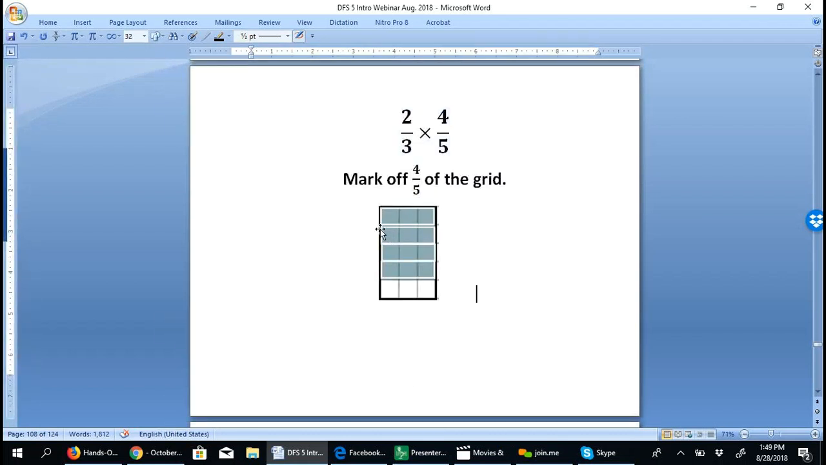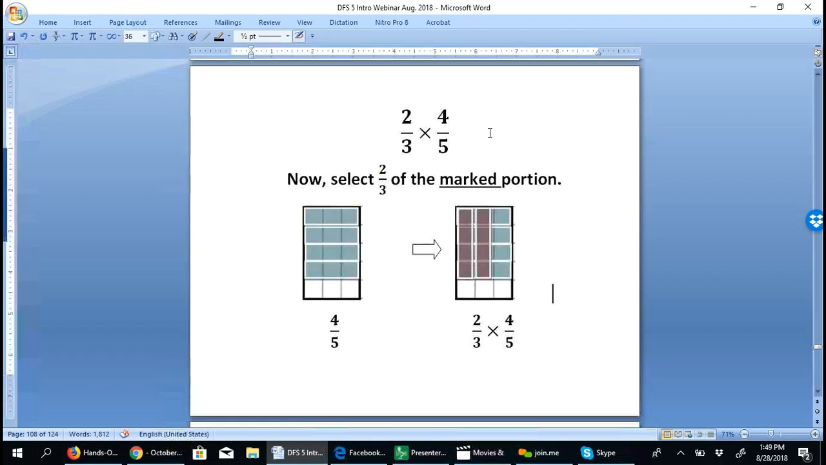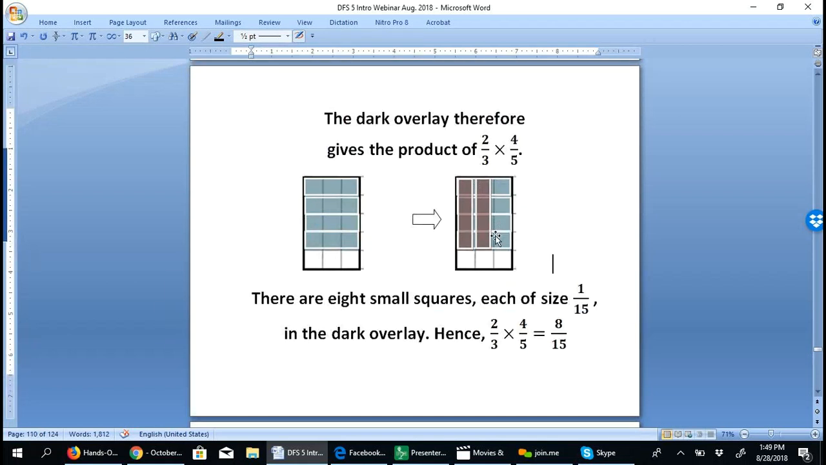Since the multiplicand is 4/5, we now shade 4/5 of the grid: 1/5, 2/5, 3/5, 4/5. And now we need to take 2/3 of that. So notice that you have a third here, a third here, a third here. So 2/3 of the 4/5 gives you this double shaded portion. Now, what is the value of the double shaded? Each small box is 1/15: 2, 4, 6, 8. So 2/3 of 4/5 is 8/15.